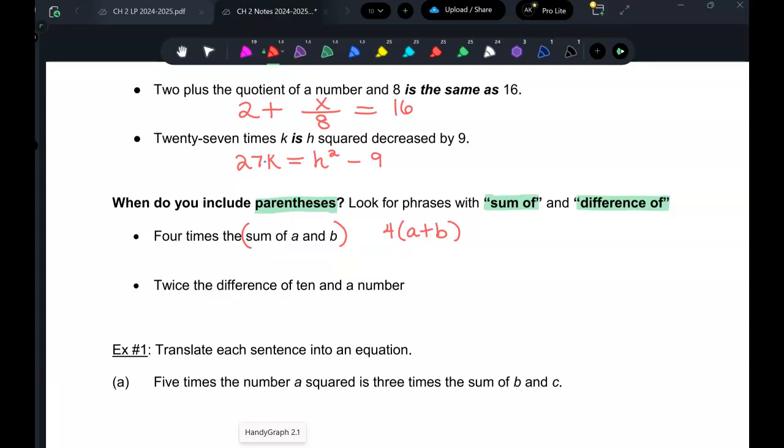We're just translating. So twice the difference of 10 and a number. So twice the difference of 10 and a number. I'm going to put 10 and X. Can I do X minus 10? Wait, does and mean minus? Put the 10 first, it's the difference.